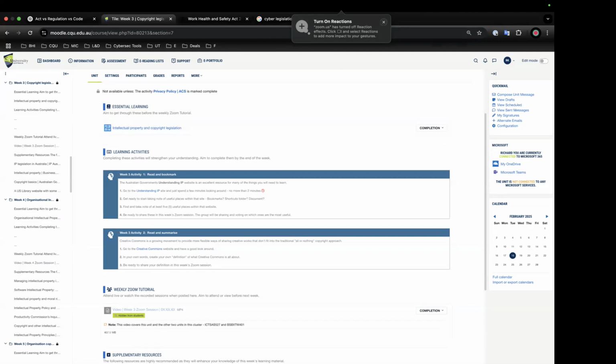So I guess one of your first tasks was understanding what proprietary means. Can someone just give a quick definition of what they think proprietary means?